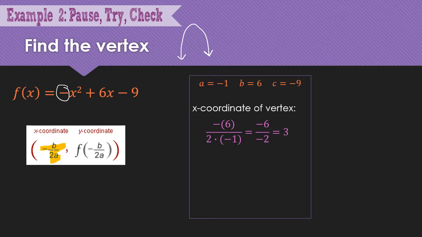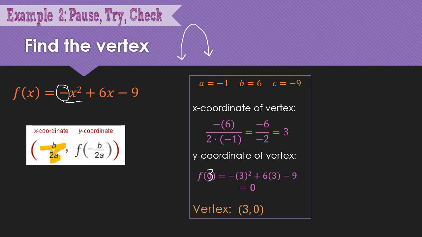Now remember, your next step, you take that answer and you plug that back into your function. So I'm going to evaluate my function at 3. This should say f of 3 right here. So -3 squared, because that's from my function, plus 6 times 3 minus 9. And when I simplify that, I end up with 0. So my vertex in this situation is at (3, 0). My maximum, since I have a graph that opens down, or a downward parabola, would be at (3, 0).